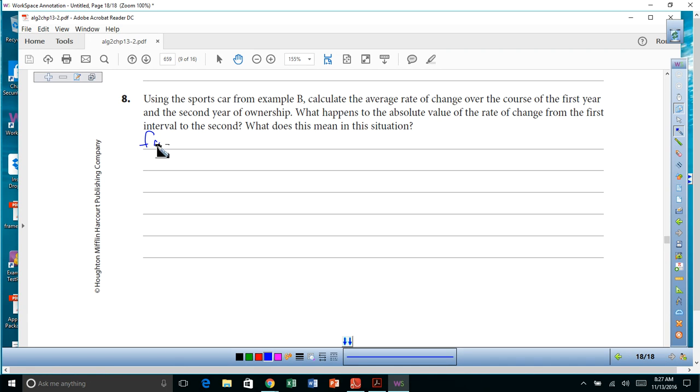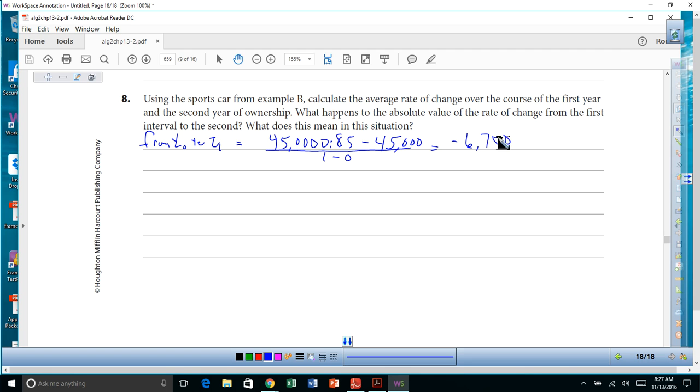From T sub 0 to T sub 1, we would have 45,000 times 0.85 minus 45,000. Okay, and that would have been 1 minus 0. And that's going to give you -6,750.